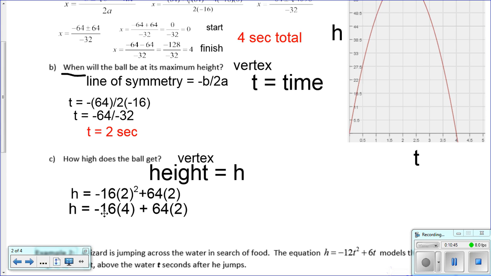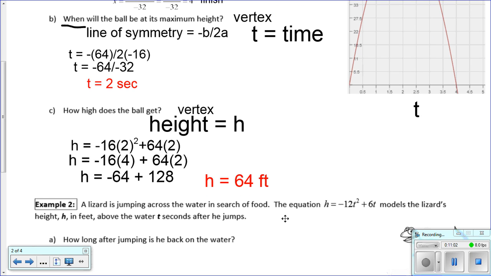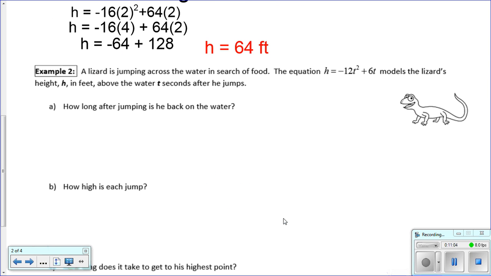We go ahead and do that. So that's negative 16 times 4 plus 64 times 2. Negative 64 plus 128 gives me 64 feet. That's how high it went. That's a big kick. Good job, whoever kicked that ball. Okay? So, not too bad.